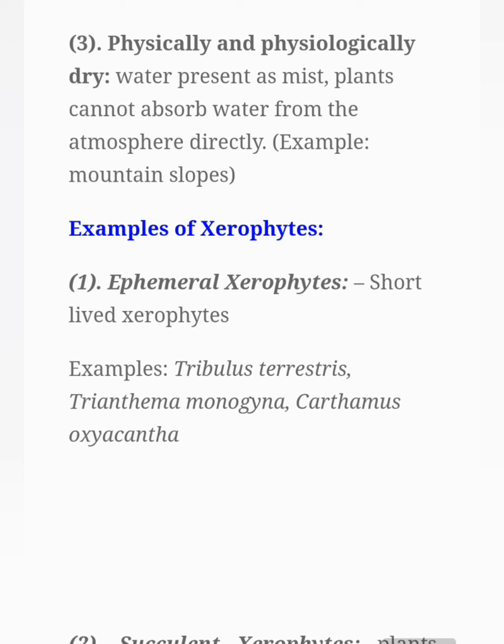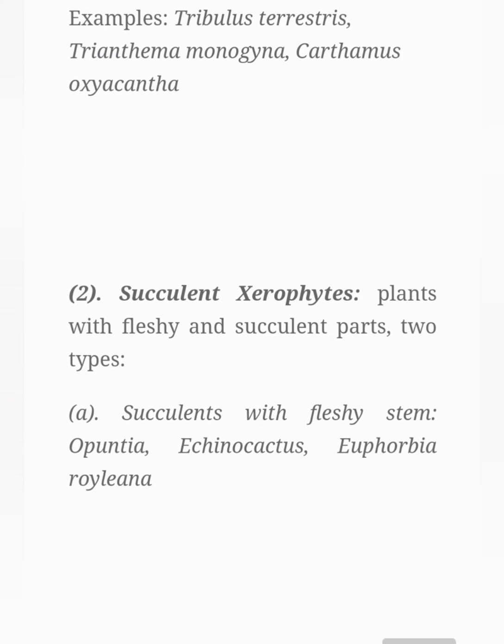The first type of xerophytic plants are the ephemeral xerophytes, that is, those xerophytic plants which are short-lived. The examples given here are Tribulus terrestris, Trianthema monogyna, and Carthamus oxyacantha. So these are the three examples which fall under this category, the ephemeral xerophytes, that is, short-lived xerophytes.